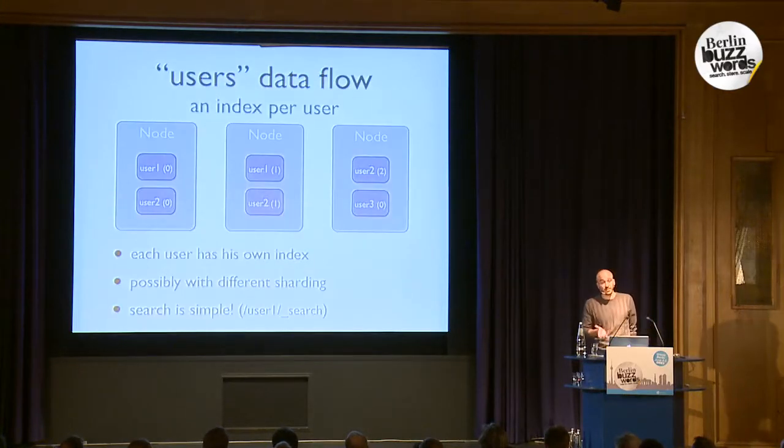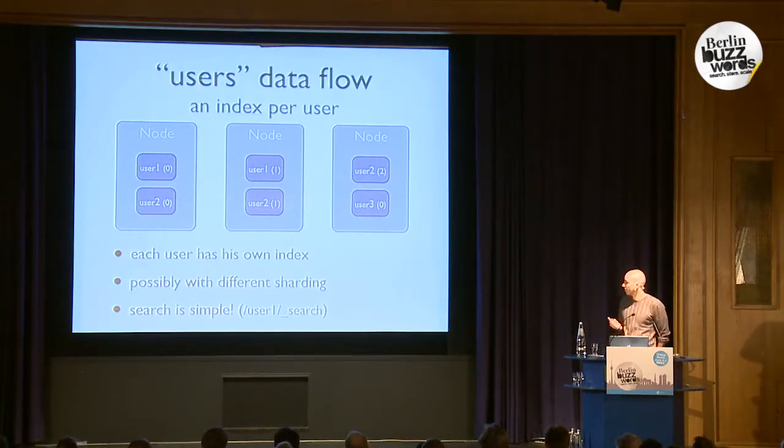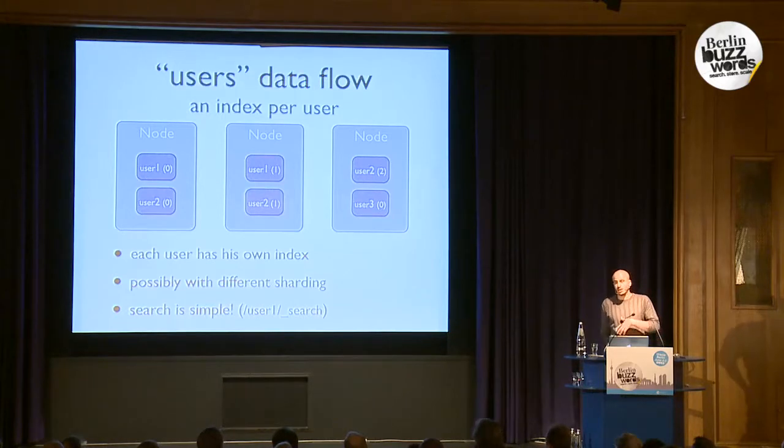So let's try and solve something like that with Elasticsearch. The first thing that you might consider, which is a very valid point, is let's create an index per user. Elasticsearch allows us to very easily create indexes dynamically. So we can create an index per user, and possibly each user index has different sharding characteristics. And the search is very simple. We'll just go to the specific user and execute a search. It only searches on that specific user's data. Obviously, for administration capabilities or things like that, you can always search across more than one user or all users.